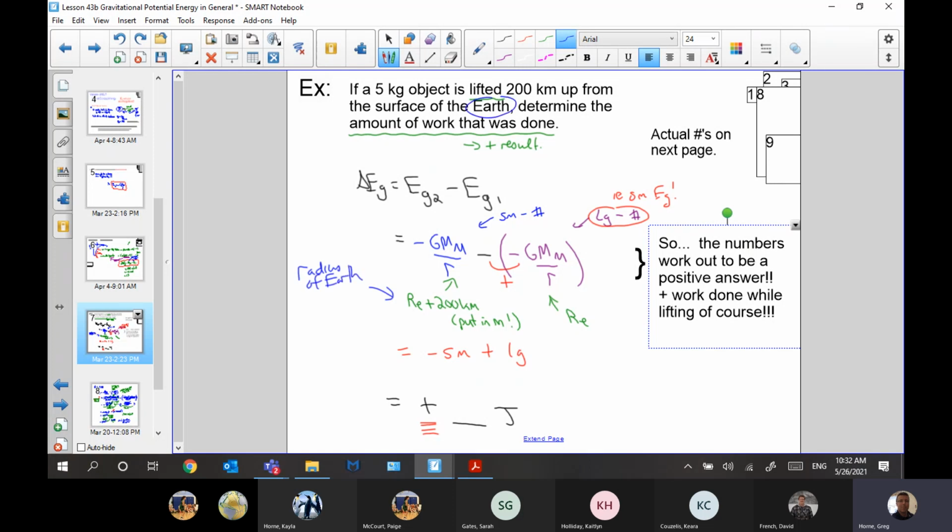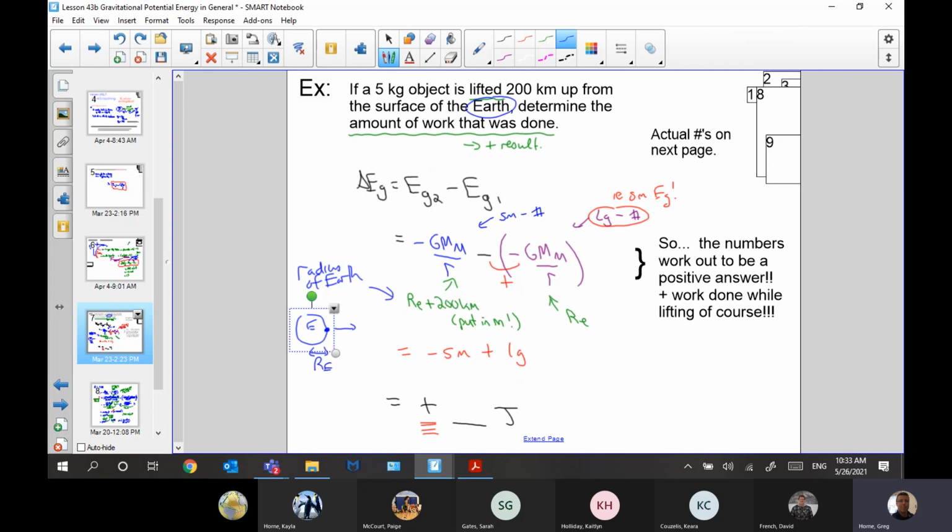That's because up here it's moved from a distance. What you want to be picturing is the Earth itself, and we've got the initial distance between the centers. If an object's there, then they are initially this far apart, RE. And then you're lifting it up 200 kilometers. So plus 200 kilometers, they end up at a new position of RE plus 200 kilometers.